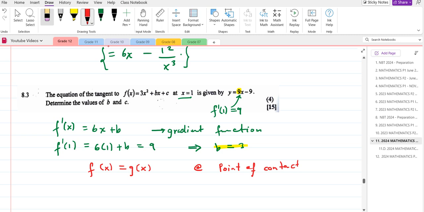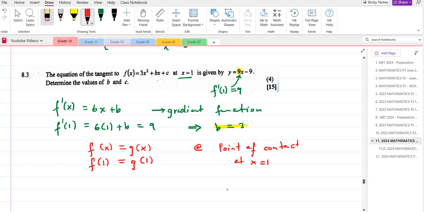Right. In other words, at x is equal to 1, f of 1 is equal to g of 1. You can get the same y value at the point of contact. Now, what's f of 1? B was 3, so plus another 3, plus c is equal to what's g of 1? G of 1 is 9 minus 9, which is 0. So therefore c is equal to negative 6. I hope you understood that, guys.